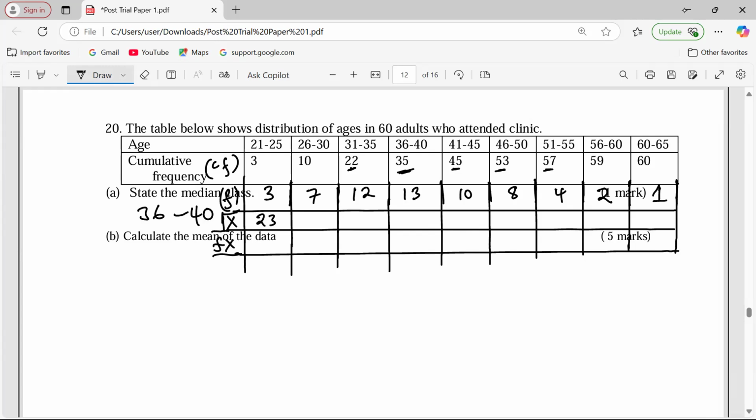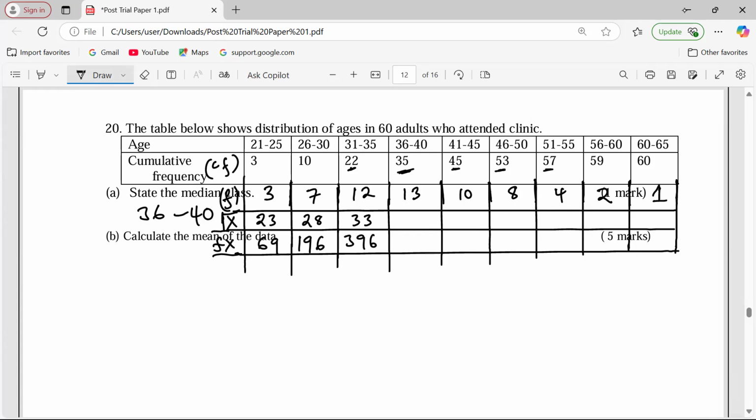So 23 should be multiplied by a frequency of 3 to give us 69. Then we go to the next, 26 and 30. We add, then we divide by 2. I'm getting 28. 28 should be multiplied by a frequency of 7 to get 196. Then we go to 31 plus 35, and we divide by 2. We get 33, sorry. 33 should be multiplied by a frequency of 12. This gives us 396.